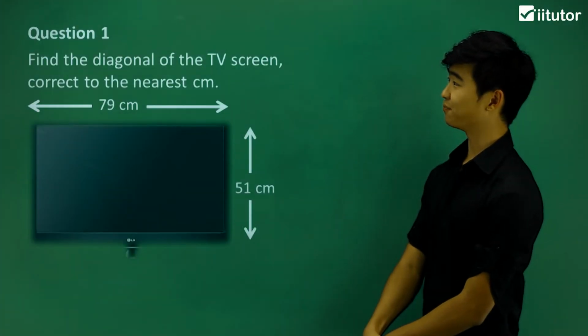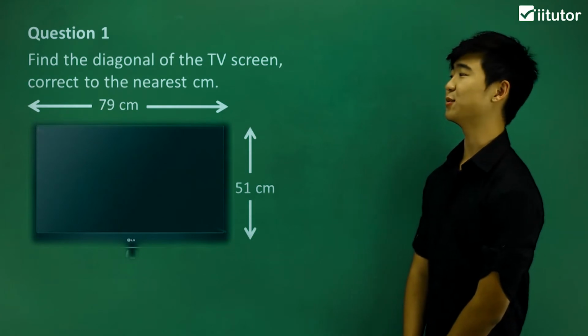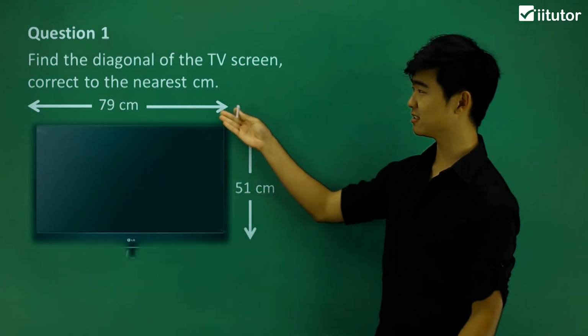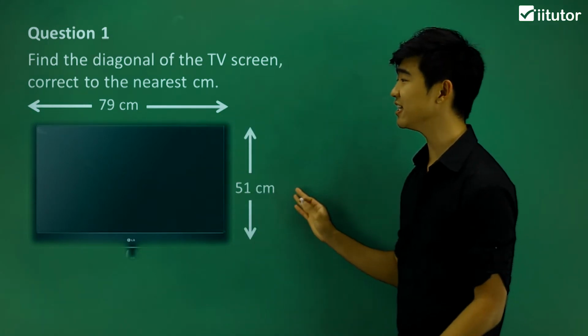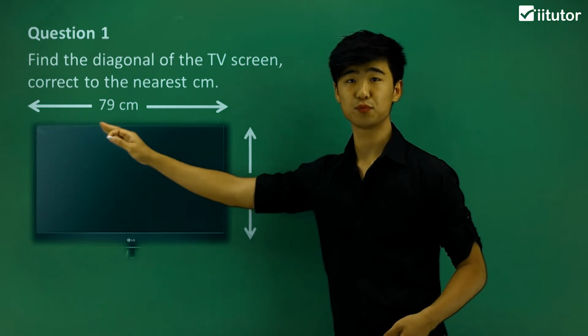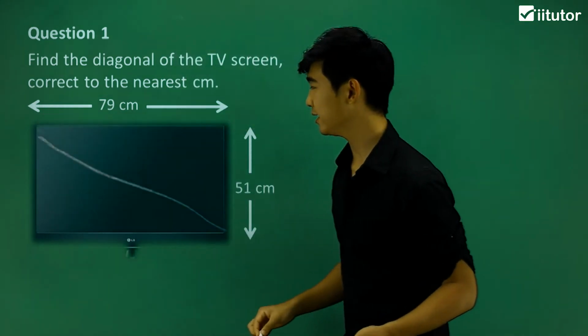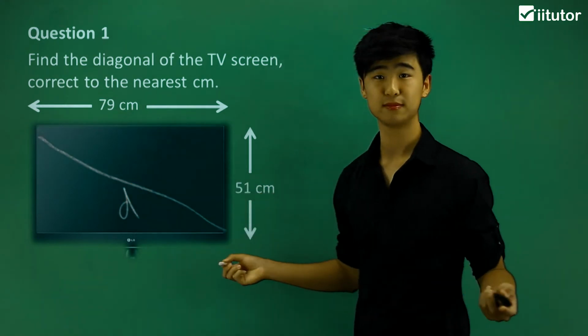Question number 1. Find the diagonal of the TV screen correct to the nearest centimeter. So we're given here a TV screen with dimensions 79 centimeters and 51 centimeters. The question here is to find my diagonal. So first thing, let's just draw my diagonal in. Say that's my diagonal, and we'll just call that D.